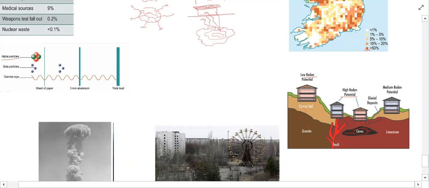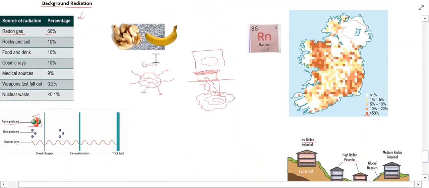Now, where it builds up in buildings, that's a major problem, because it's a gas, but it's emitting these alpha particles. So if you're inhaling radon gas constantly, you're constantly inhaling this radioactive substance into your lungs. And these alpha particles that are being generated can cause ionization in your lungs, and it can cause health problems down the line.